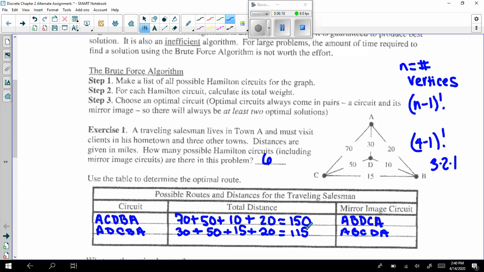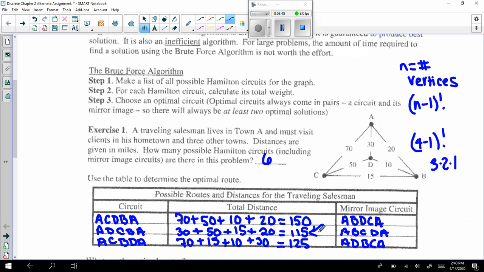All right. Then there's one more, which is A, C, B, D, A, or we could do A, D, B, C, A. And that path gives us 70 plus 15 plus 10 plus 30, which gives me 125.